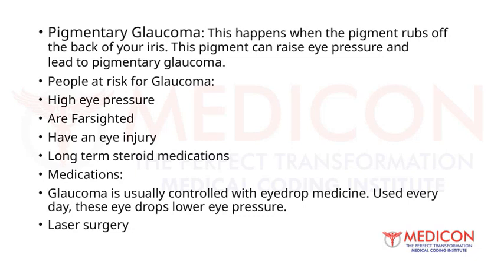Pigmentary glaucoma occurs when pigment from the back of your iris rubs off and gets into the eye's drainage system. This pigment can cause increased eye pressure, which may lead to pigmentary glaucoma if left untreated. Certain people are more at risk for developing glaucoma. These include those with high eye pressure, individuals who are farsighted, or those who have experienced an eye injury. Long-term use of steroid medications can also increase the risk.